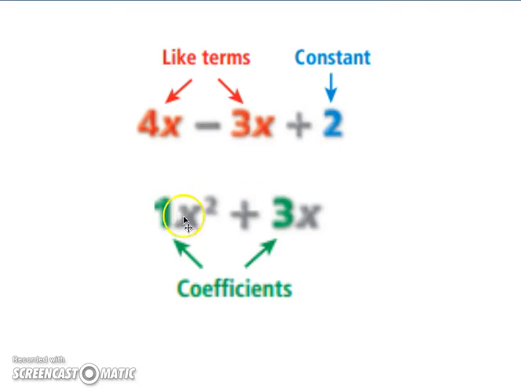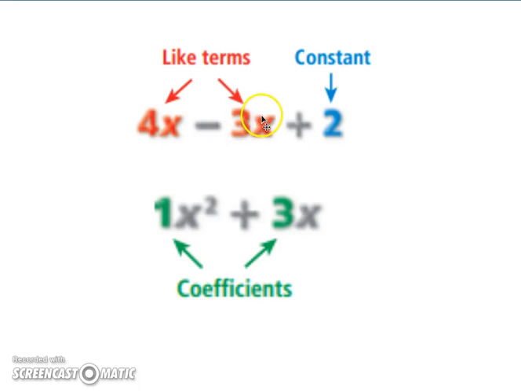Likewise, if we had 1x squared and 3x, these are not like terms. X squared is not the same as x. So 4x and 3x are like terms. We would classify 2 as our constant. It's not changing, it's just a value of straight up 2.